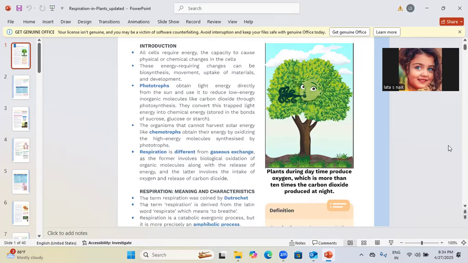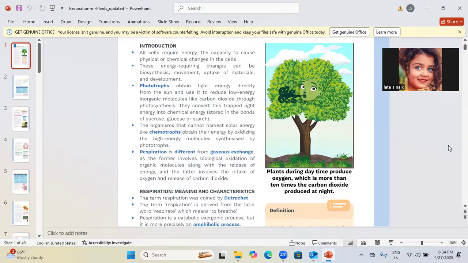How come? What is the procedure involved? What are the structures involved in respiration? So let us know about it in detail. All cells require energy, the capacity to cause physical and chemical changes in the cells. These energy requiring changes can be biosynthesis, movement, uptake of materials, and development.